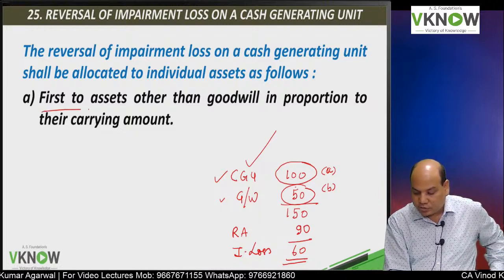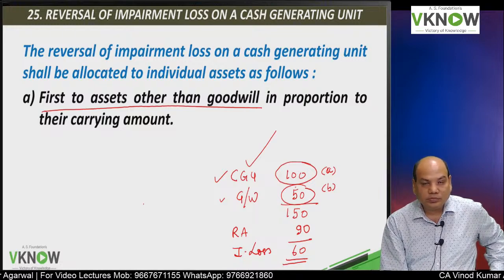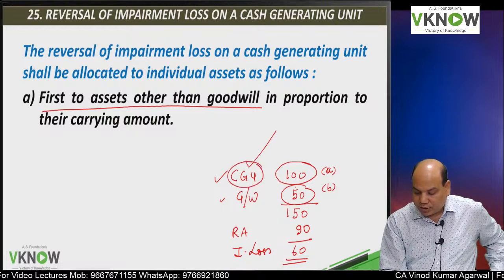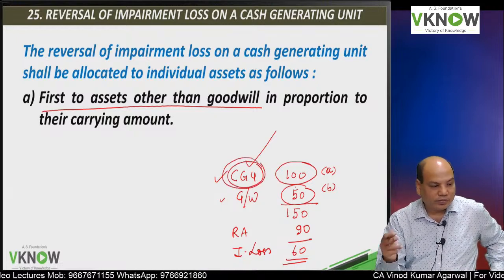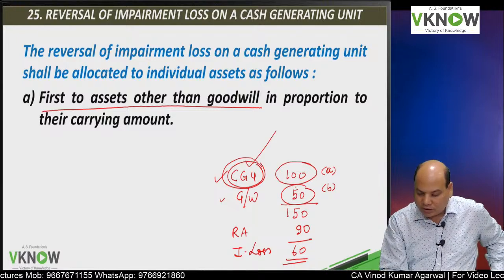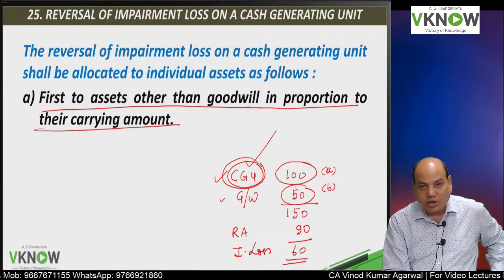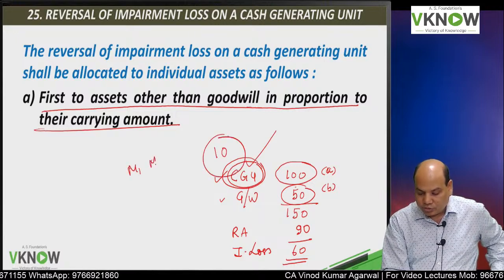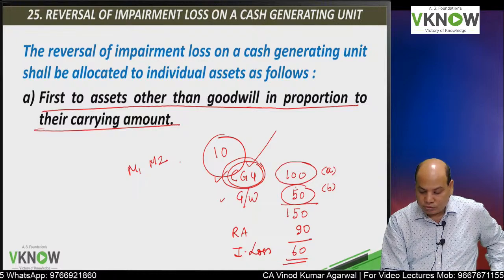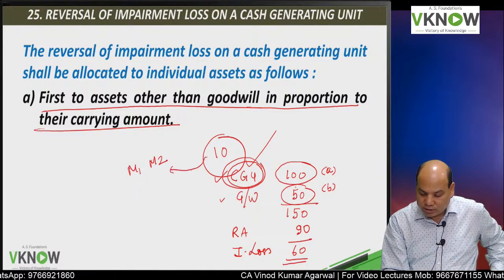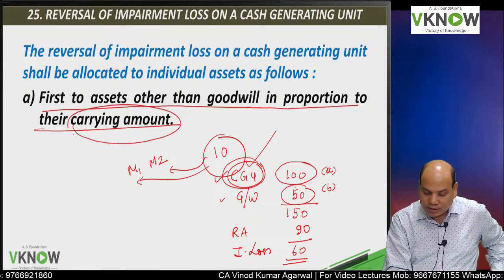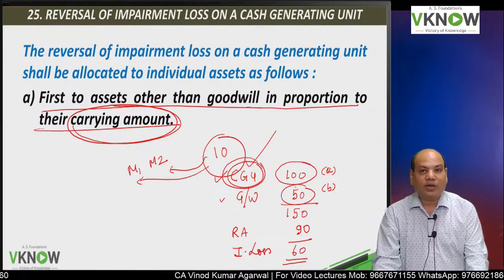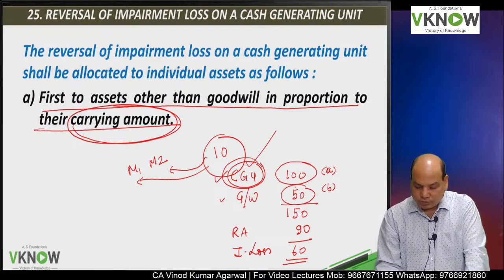So the answer is first to the assets other than goodwill. So that means CGU. And if the CGU has more than one asset, then in proportion to their carrying amount. So if I have to reverse 10 over the CGU, and the CGU has two assets, M1 and M2, we will allocate in the ratio of their existing carrying amount.